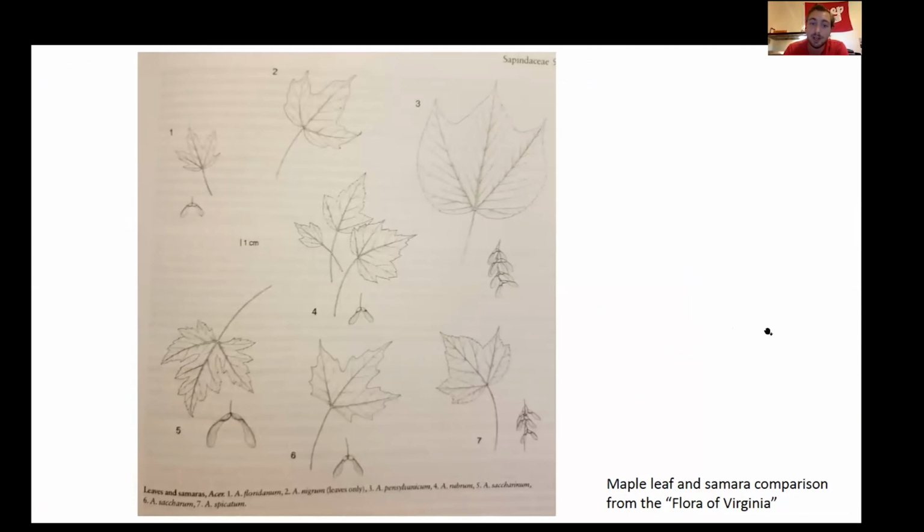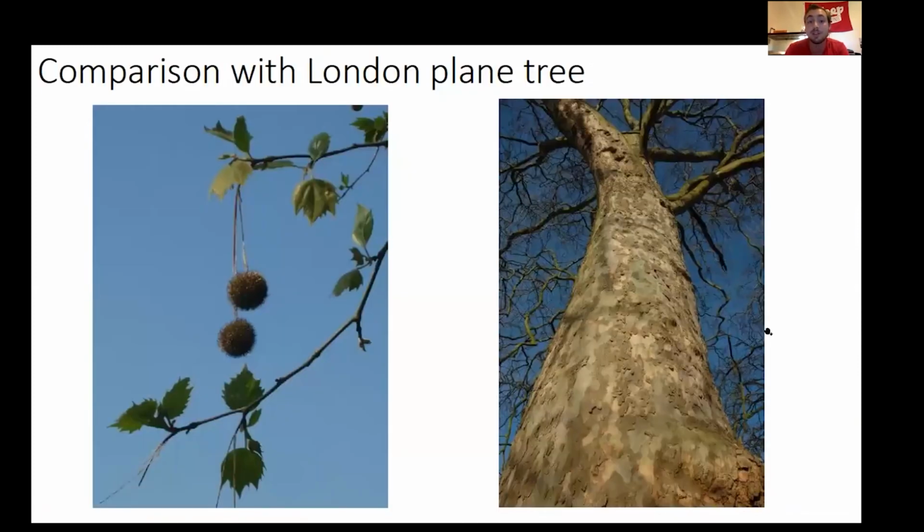I'm just going to go ahead and move on to our comparison with our London plane tree. Like I said before, this is a hybrid of our Oriental plane tree from Eurasia and our Native American sycamore. This was created to become a very typical street tree. It's very tolerant of air pollution. If you go to London, they have plane trees everywhere lining their streets and not really caring about the urban situation in which they're in.